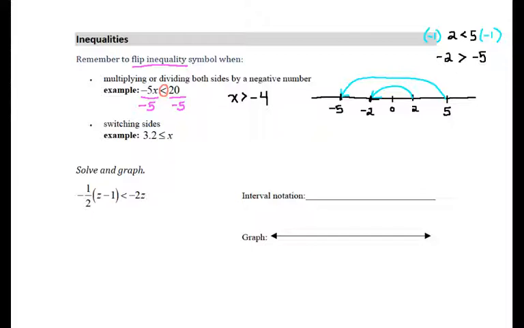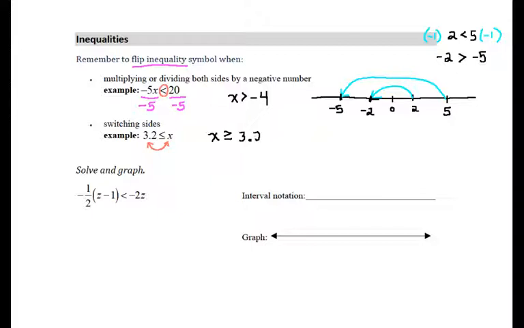The second case is a little bit more obvious if we're switching sides. Like, for example, here I have the statement 3.2 is less than or equal to x. If I would like that to read with x first, I might flip the whole thing around. That way I can read it more clearly. To do that, I can see that the inequality opens toward the x initially. I need to make sure that the inequality still opens toward the x.